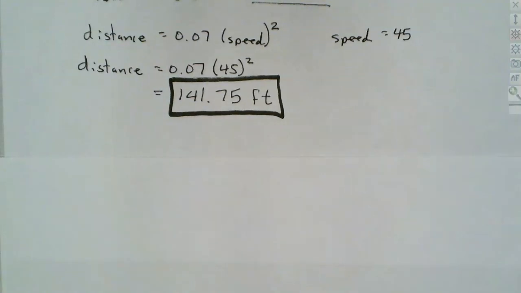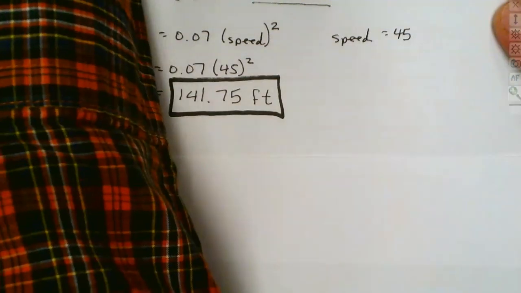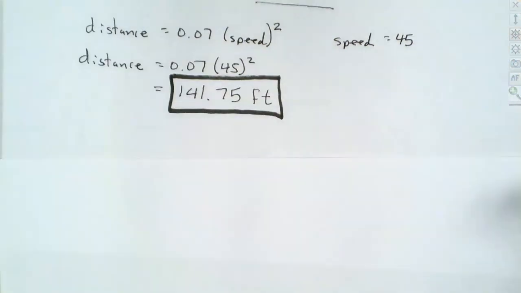Next, we're going to look at question 6. And question 6 is inverse. Now, inverse means we divide. Directly means we multiply. So we're going to be dividing here, and we're going to be doing the same process. We're going to be trying to figure out what our constant value is, and then we're going to be figuring out the new value that we need to find.